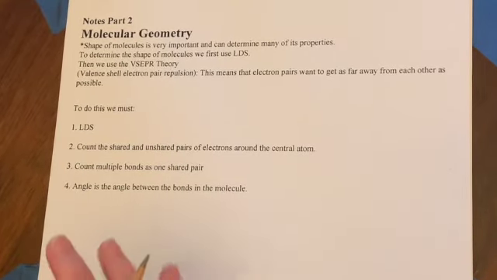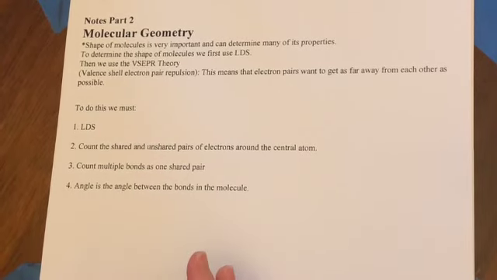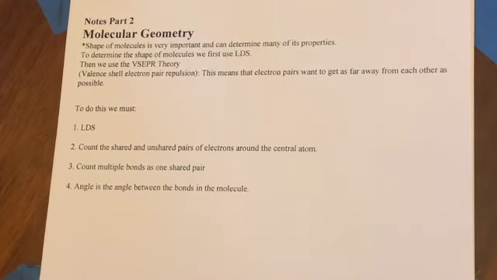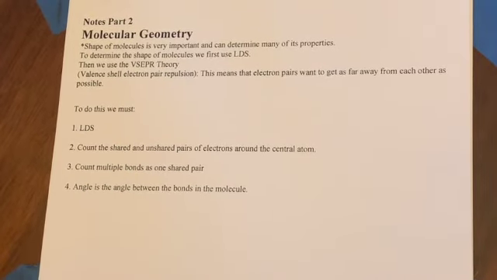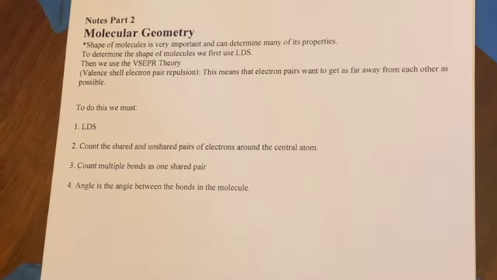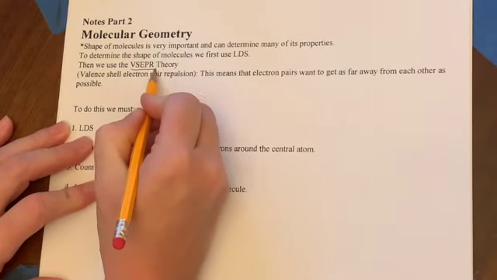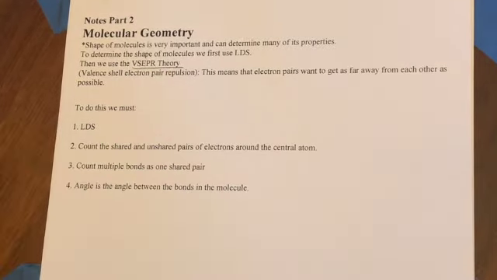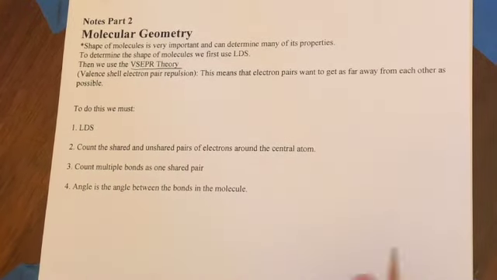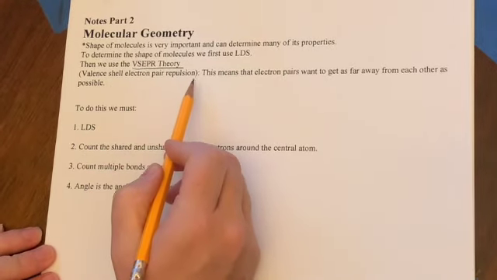One of the reasons why we do Lewis dot structures is to try and figure out the geometry or the shape of molecules. The shape of molecules is very important in determining the properties of these molecules, and that is going to be our focus. When we're talking about shape, we use something called VSEPR theory. I know it looks more like VSEPR, but it's called VSEPR theory. What that stands for is valence shell electron pair repulsion.